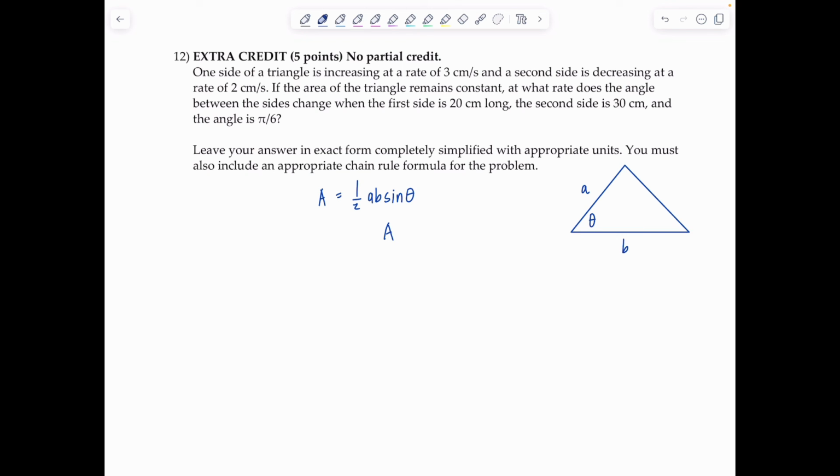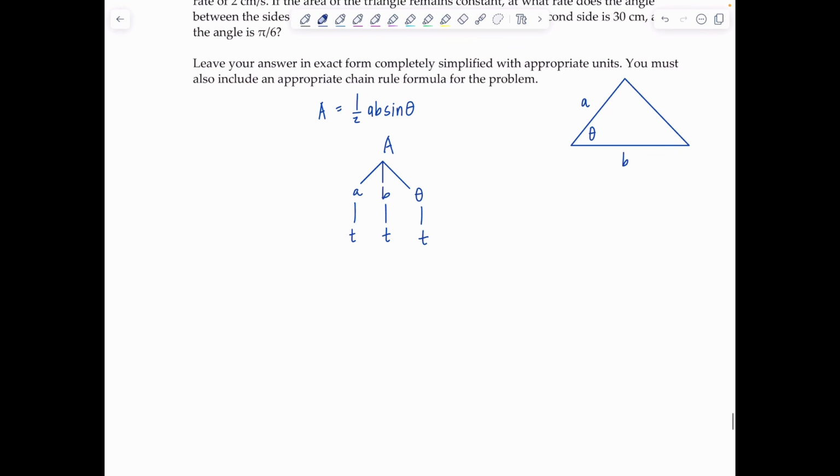So A is a function of 3 variables, A, B, and theta, and each of these are changing with respect to time. So let's write the chain rule formula. dA/dt would be ∂A/∂a times da/dt, plus ∂A/∂b times db/dt, plus ∂A/∂theta times d theta/dt.